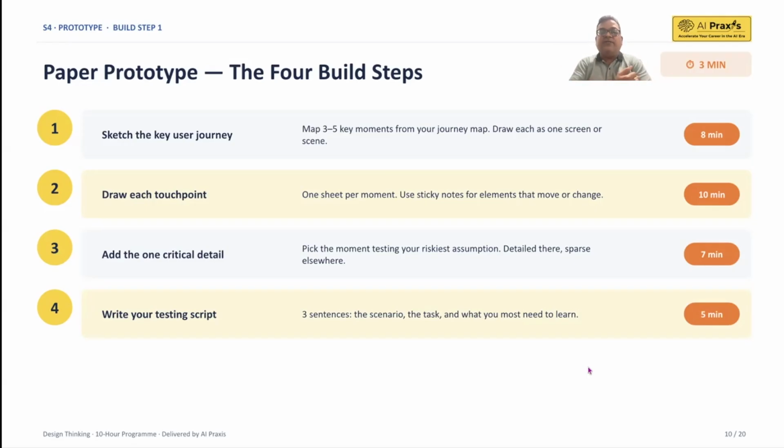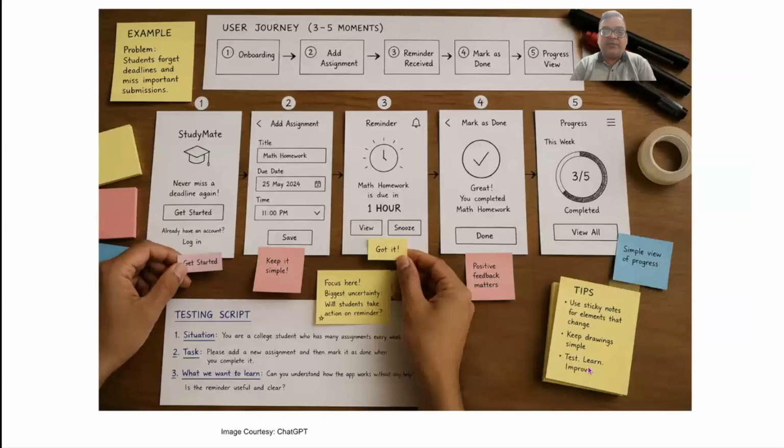And finally, step 4 is to write your testing script. This is just 3 simple sentences. First, describe the user situation. Second, tell them what tasks to perform. And third, identify what your team wants to learn from the interaction. We'll explore the testing script in detail, but don't skip it. A prototype without a testing plan is simply a drawing, it doesn't generate meaningful learning. So remember these 4 steps. Map the journey, draw the moments, detail the biggest risk, and write the testing script.